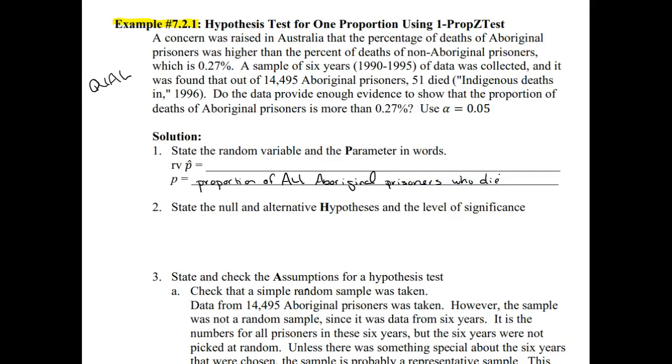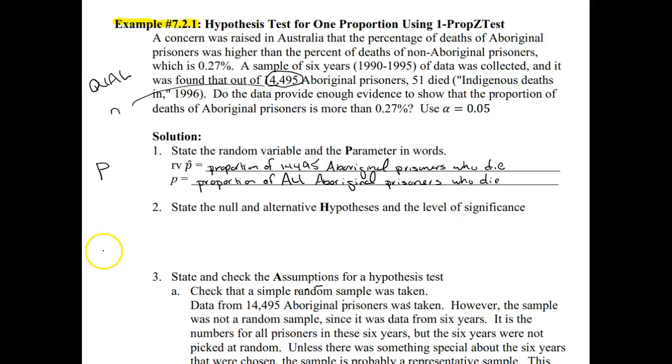who died, which makes the corresponding random variable that we're going to compute from the sample data the proportion of those in the sample. And our sample size here, so little n, was 14,495. So the proportion of 14,495 Aboriginal prisoners who die. All right, so that is our P for parameter for the acronym PHANTOMS.